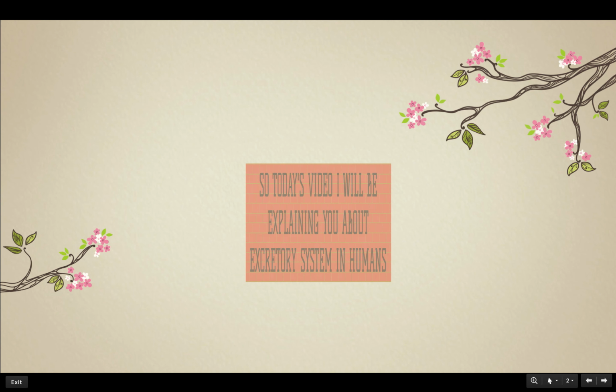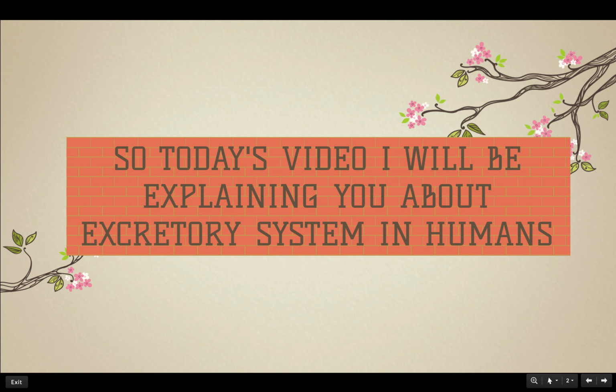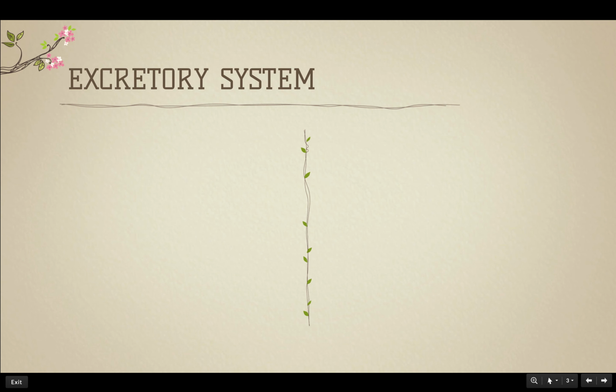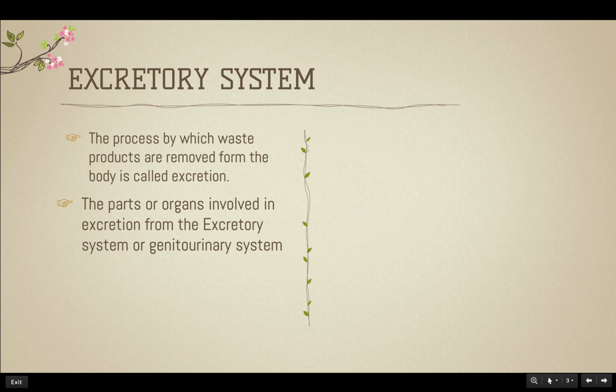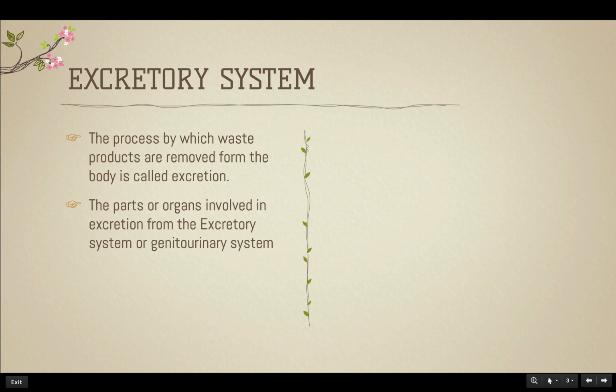So today we are going to learn about a topic called the excretory system. Now what is the excretory system? First we need to know about excretion. When the waste products are removed from our body, it is known as excretion. The organs or parts which help in it are known as the excretory system.